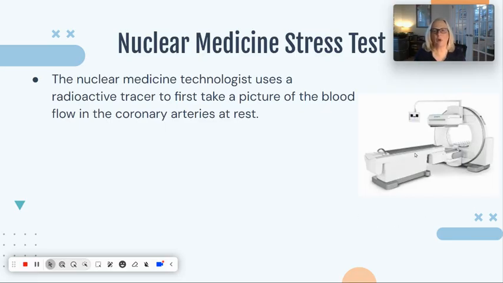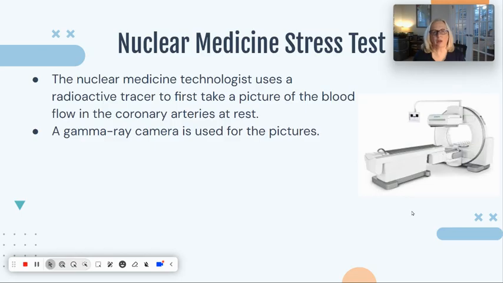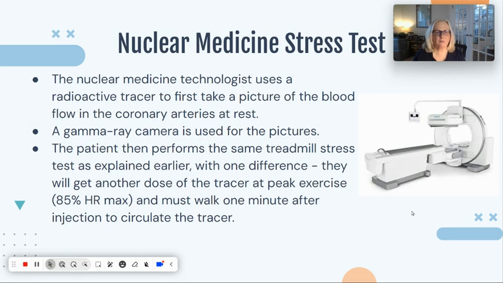So this nifty little camera over here is what picks up those gamma rays. So they're going to take a picture of the heart at rest. Once they have done that injection, they're going to take pictures of the heart at rest. And they're looking at the coronary arteries, obviously. So this is a gamma ray camera, and you are now emitting gamma rays off of your body with this specific radioactive tracer that they've injected. Okay, so the patient would then perform the same treadmill stress test that we're going to do in class, as we explained earlier, with one difference. They will get another dose of the tracer at peak exercise.